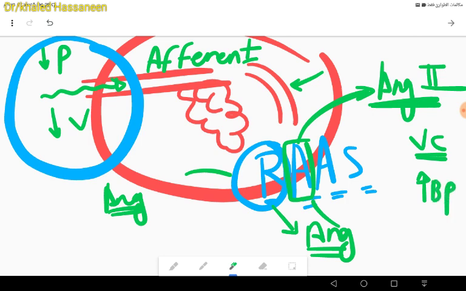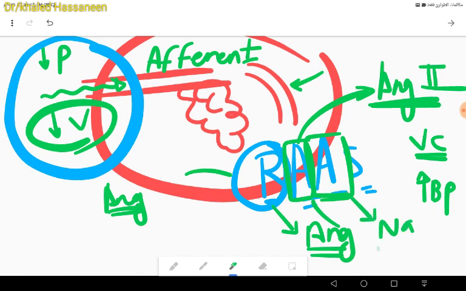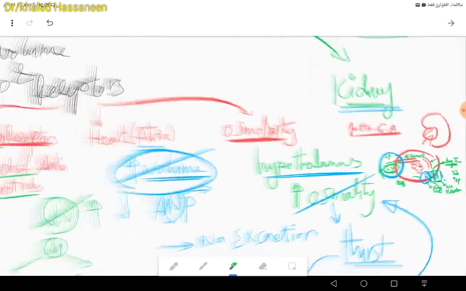So what about the volume? How to correct that decreased volume? This is the third step in the RAS system, which is that it also activates aldosterone. Aldosterone is mainly a hormone, secreted from the adrenal gland, leading to sodium and water retention. So with sodium and water retention, our plasma volume is increased and hence the problem has been solved.